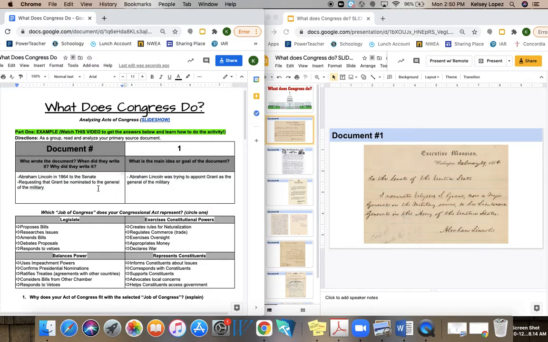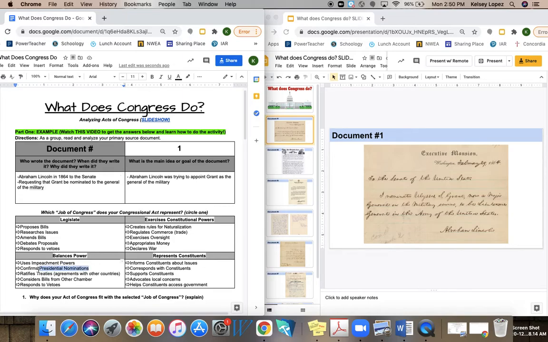So now the question is, let's apply what we learned yesterday. Which job of Congress does this document represent? Interesting. So then I have to try and figure out which quadrant it would go in, and I'm going to highlight it in Notability. Is it about passing a bill? No. Is it about representing constituents? No, not really. It's not about people back home or representatives. Interesting. Is it about constitutional powers, meaning like immigration, trade, oversight, money, declaring war? No. So then I think it would fall into this quadrant, balances power.